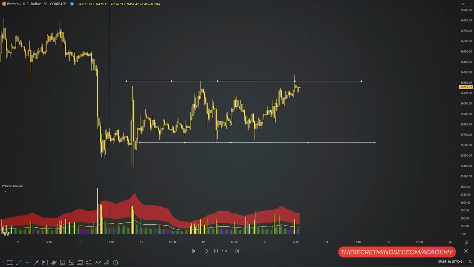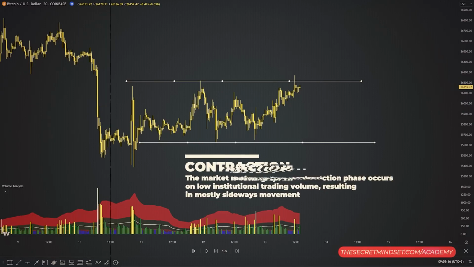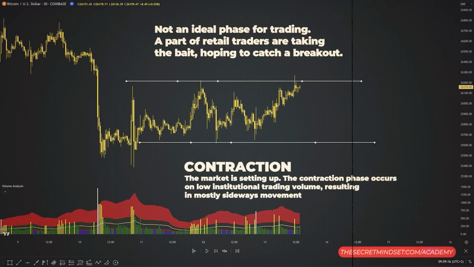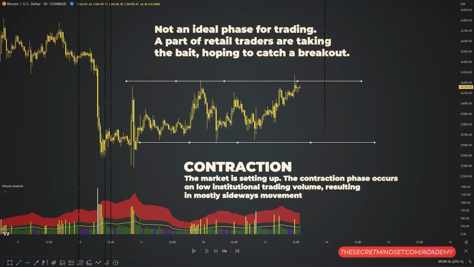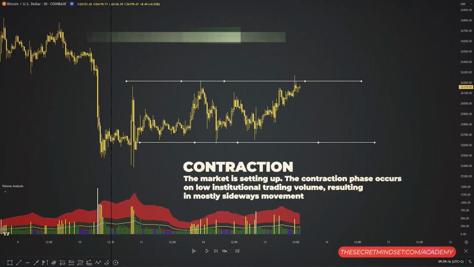Firstly, we have the contraction phase. This is when the market is setting up. The contraction phase occurs on low institutional trading volume, resulting in mostly sideways movement. It's not an ideal phase for trading, but a part of retail traders are taking the bait, hoping to catch a breakout. You'll often see this phase during the Tokyo session.